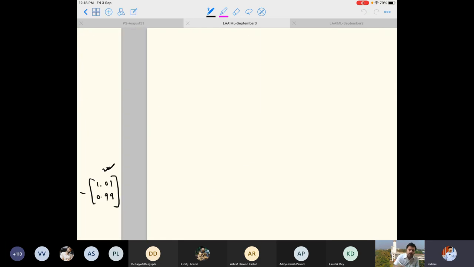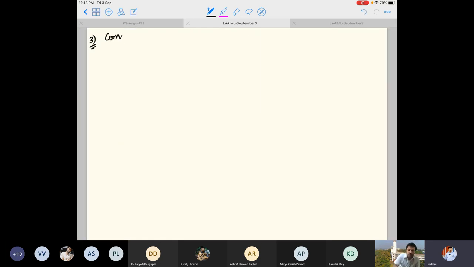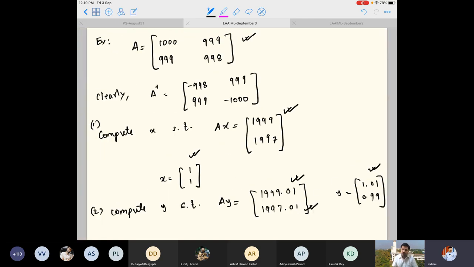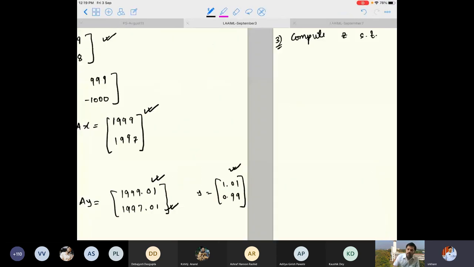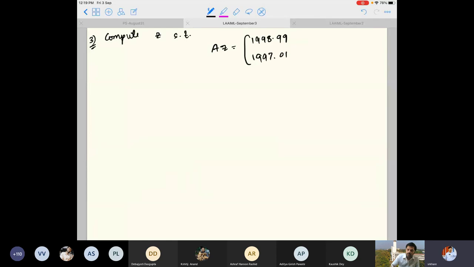But now I will ask you to solve this. Compute z such that Az is equal to, what was the vector here? 1999... 1998.99 and, what was the vector here? 1997. Ever so slight change, right? Ever so slight change in the data vector B. What is z now?